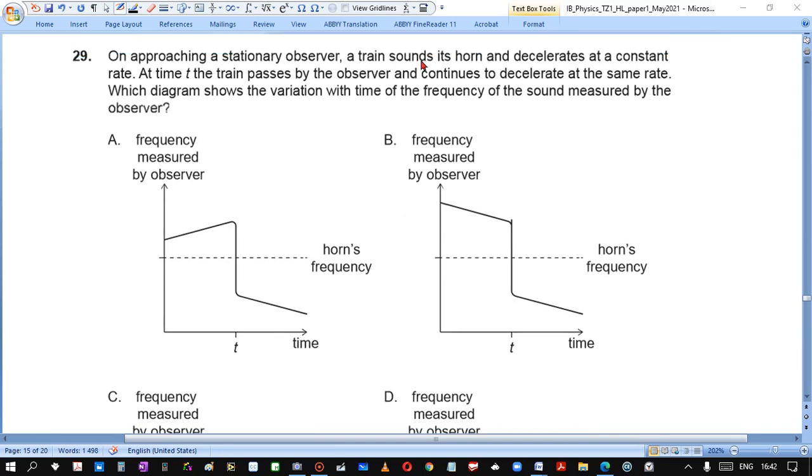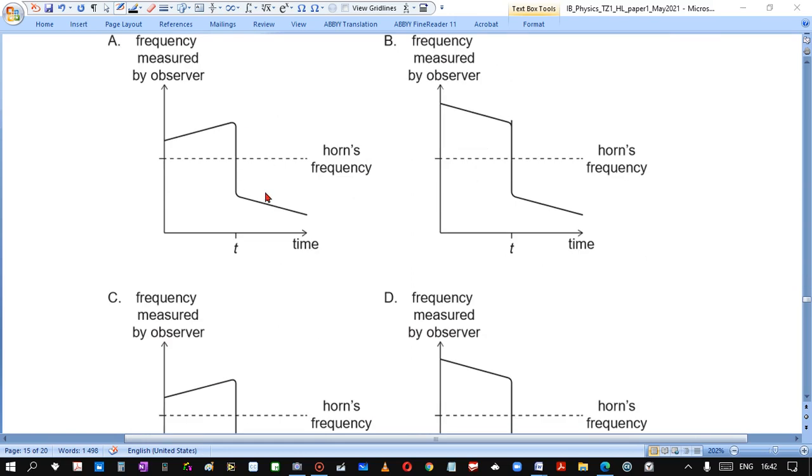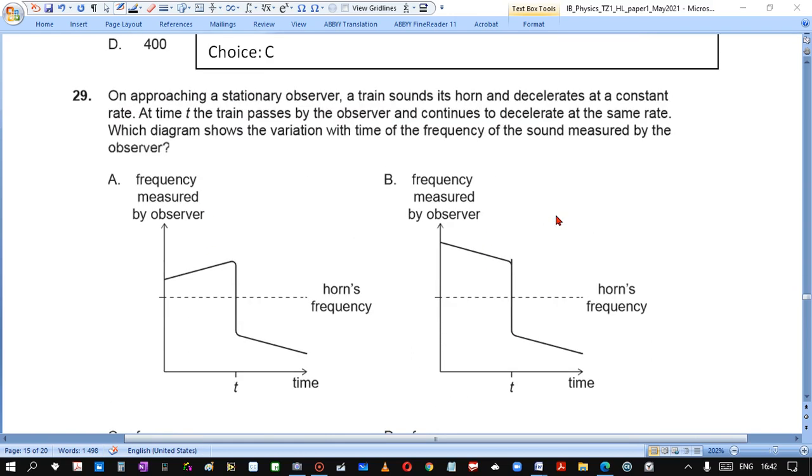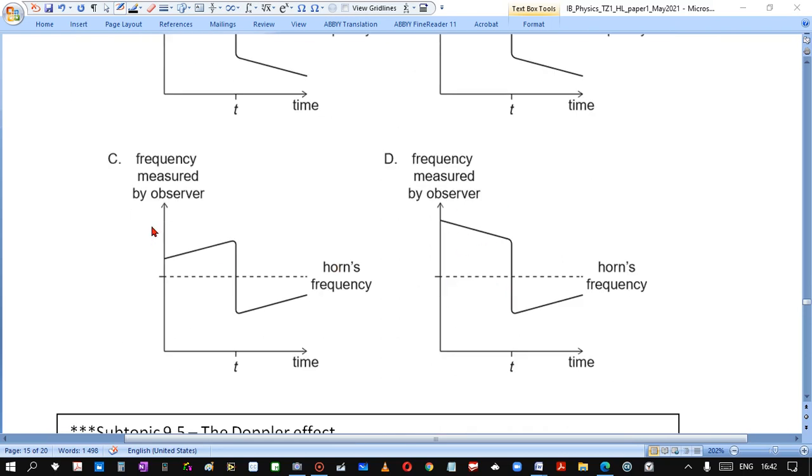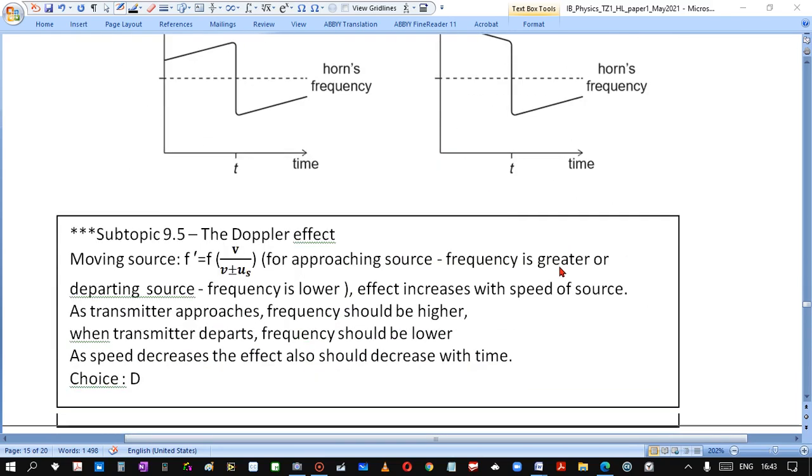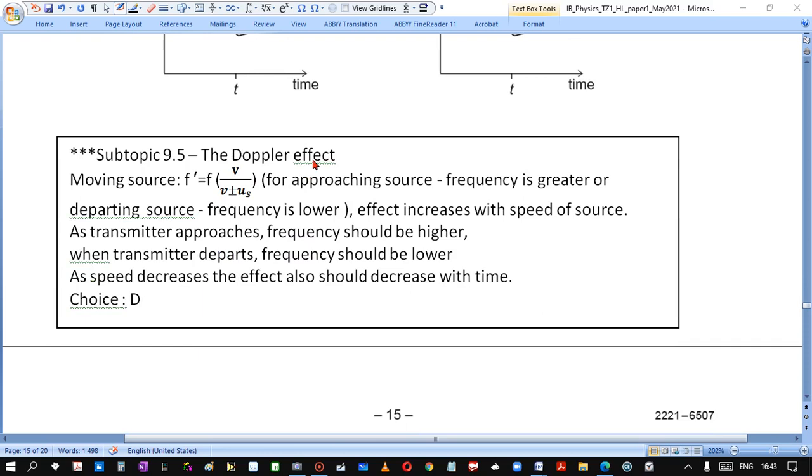Question 29. On approaching a stationary observer, a train sounds its horn and decelerates at a constant rate. At time t, the train passes the observer and continues to decelerate at the same rate. Which diagram shows the variation with time of the frequency of the sound measured by the observer? So first it is approaching, so frequency should be higher than when receding. Let's check. So everywhere higher, yeah. But the effect depends on speed. Speed decreases, so the effect should be decreasing all the time. So the effect decreases all the time in D, coming closer to the horn's frequency. Actually, we also have a formula. It is the Doppler effect, and you can pause the video and read the text. So choice D.